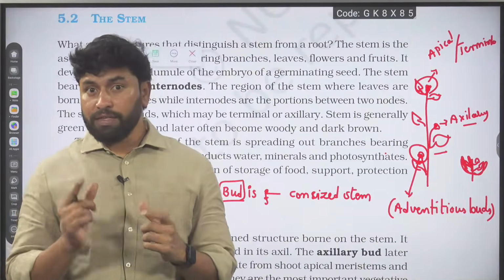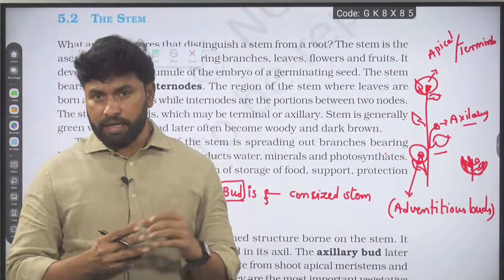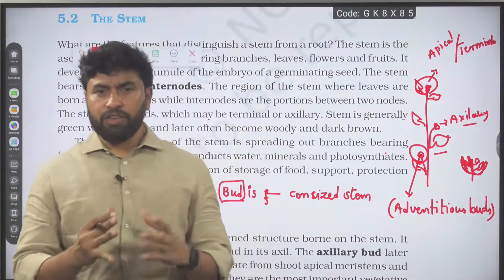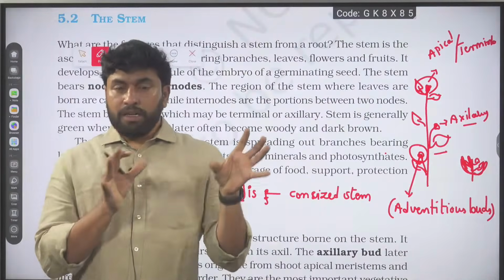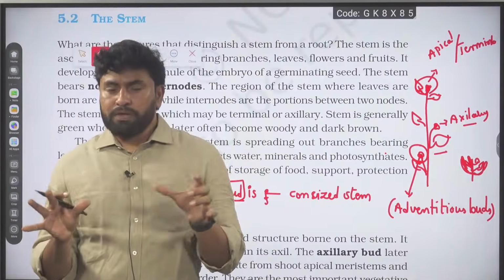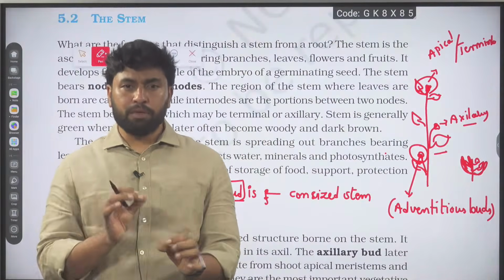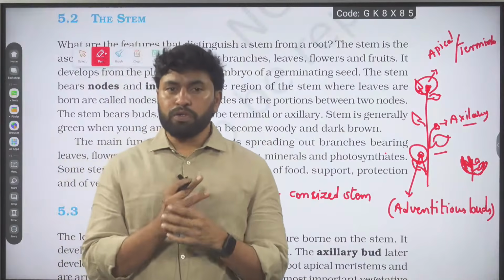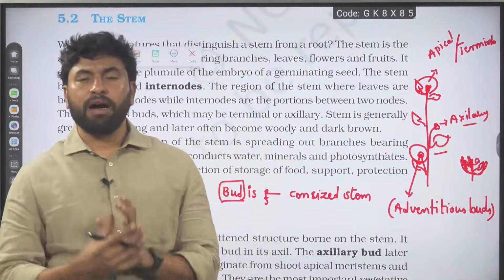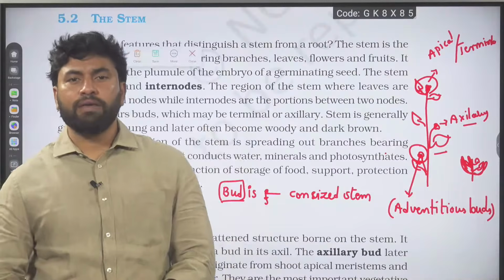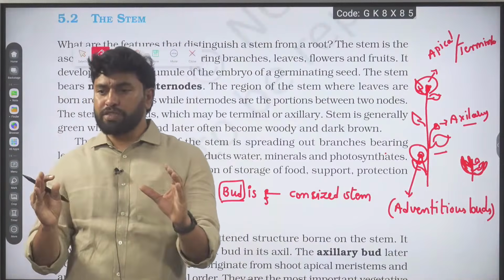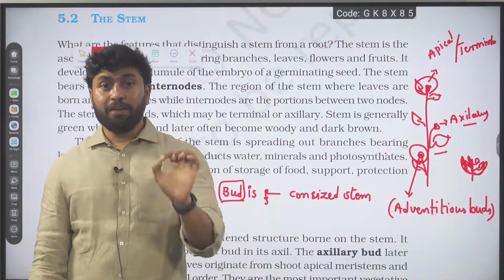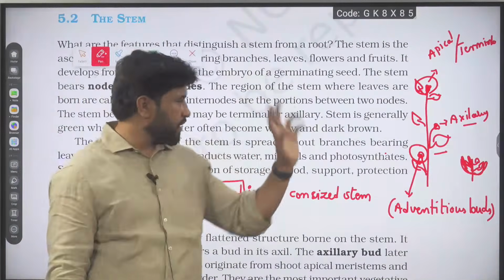I told you the definition of adventitious earlier. Adventitious means unexpected or additional. They expect buds to be produced at the terminal or axillary portion. Other than these two portions, any area of the stem or any area of the root where you have a bud developed, that bud we call an adventitious bud. What do you call that?